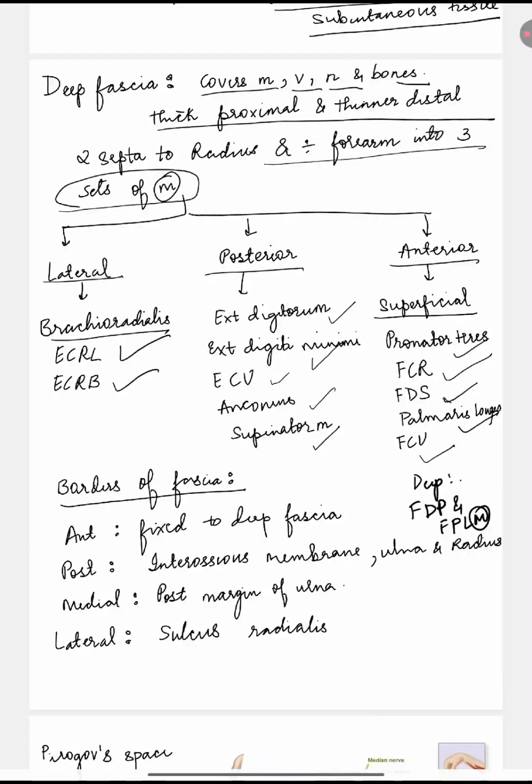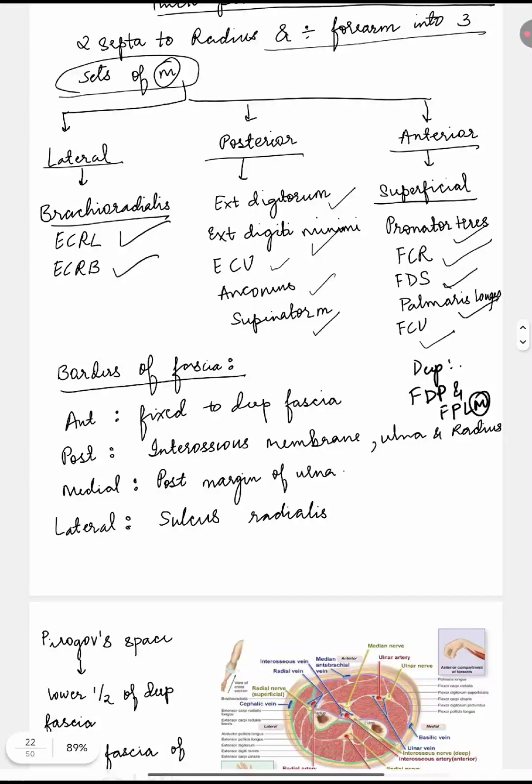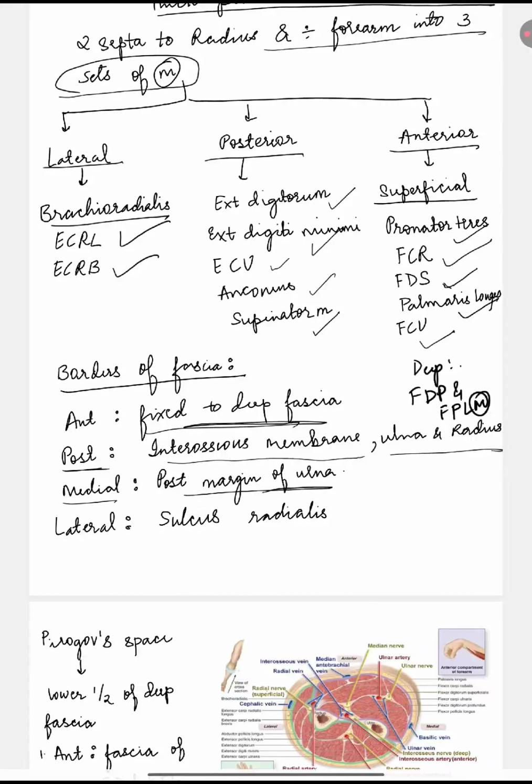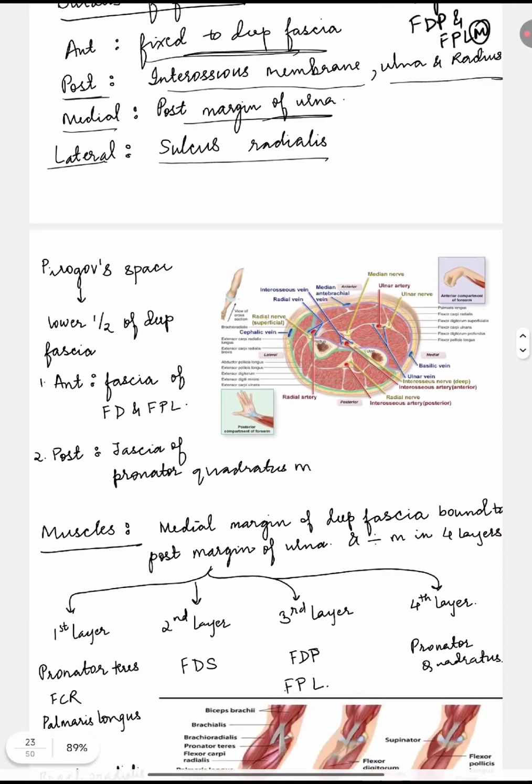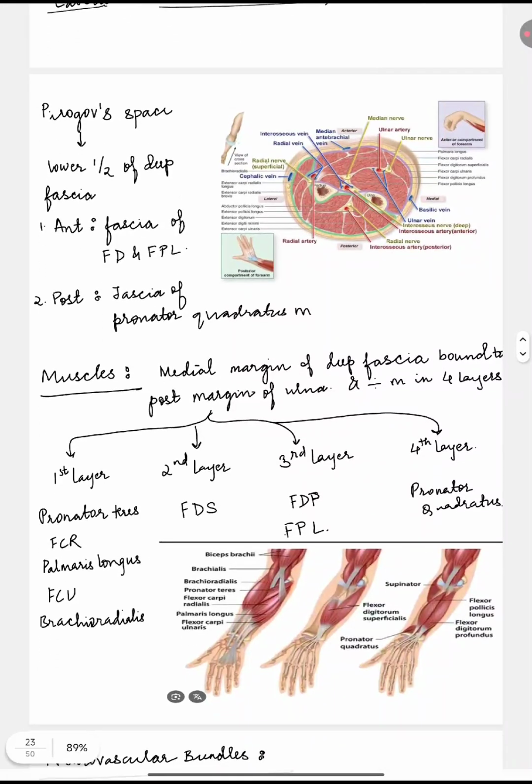Fine. Now we would study the borders of the fascia. Anteriorly it is fixed to the deep fascia. Posteriorly, the interosseous membrane, ulna and radius. Medially, the posterior margin of ulna, and laterally the sulcus radialis is present. Now there is the Pirogov space. What is it? It is situated in the lower half of the deep fascia. Anteriorly the fascia of flexor digitorum and flexor pollicis longus muscle is there, and posteriorly the fascia of pronator quadratus muscle.